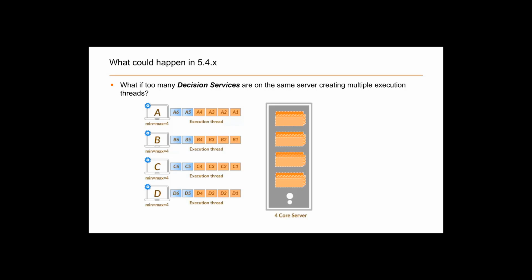If each of the decision services has a min-max value equal to 4, the potential load on that machine could be 16 threads attempting to execute at the same time. This might cause the server to be overwhelmed with requests, which requires thread swapping by the server, and ultimately results in poor performance in your system.